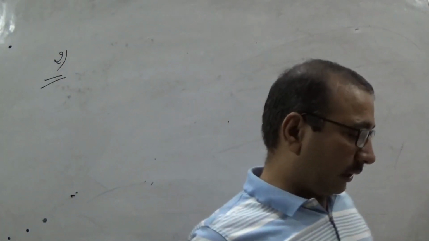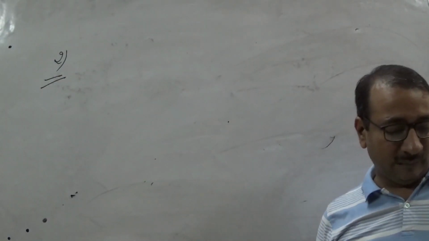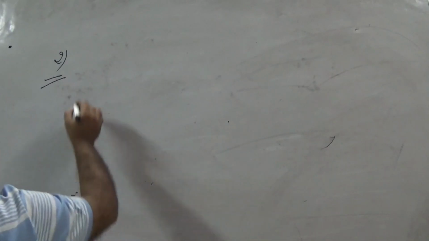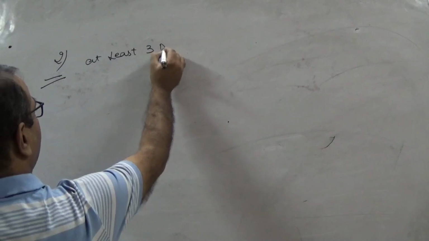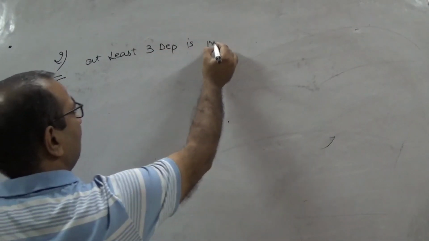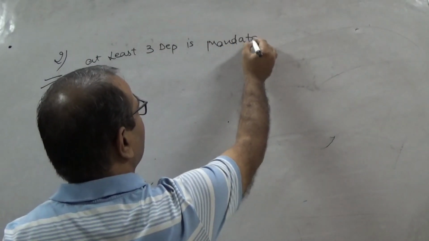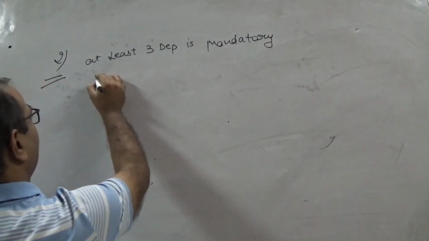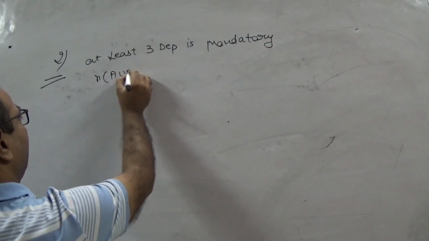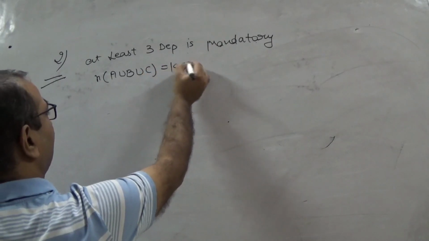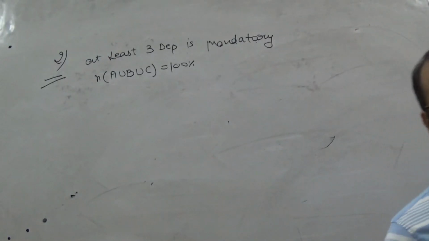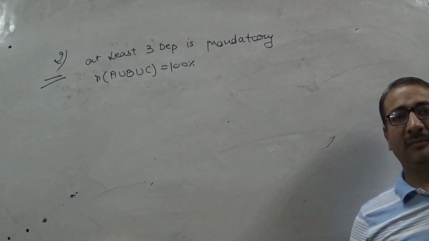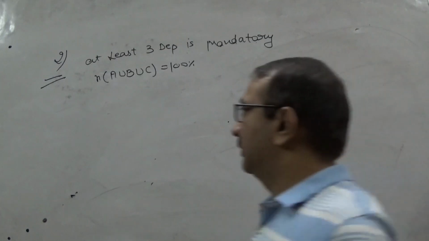Now here first of all we have to understand the question. It's given that we have three departments, where working in at least one department is mandatory. When this is given, it means that at least one department you have to work in. So you can say that n of A union B union C is equal to 100%, because when working in at least one department is mandatory, that simply means n of A union B union C is always equal to 100%.